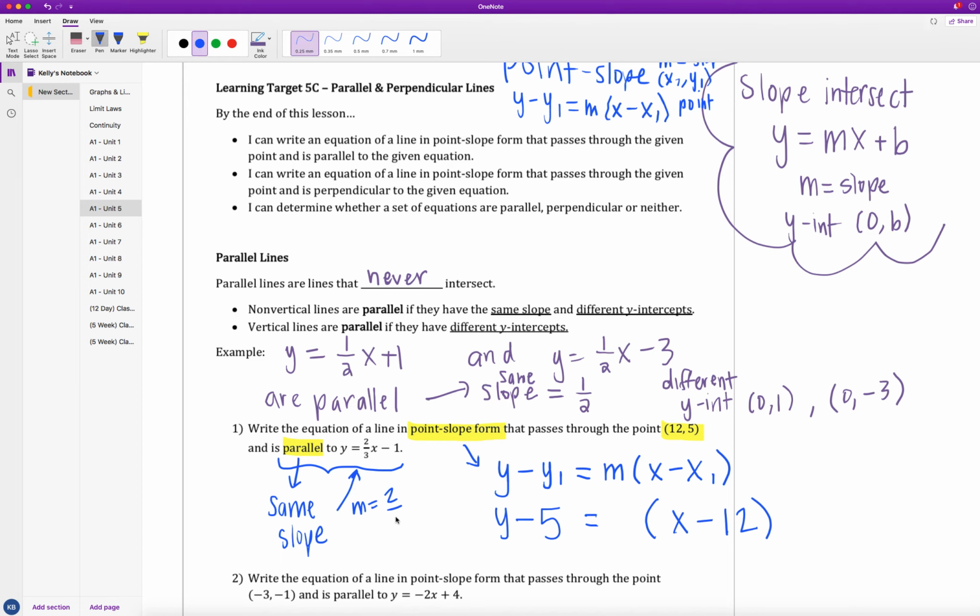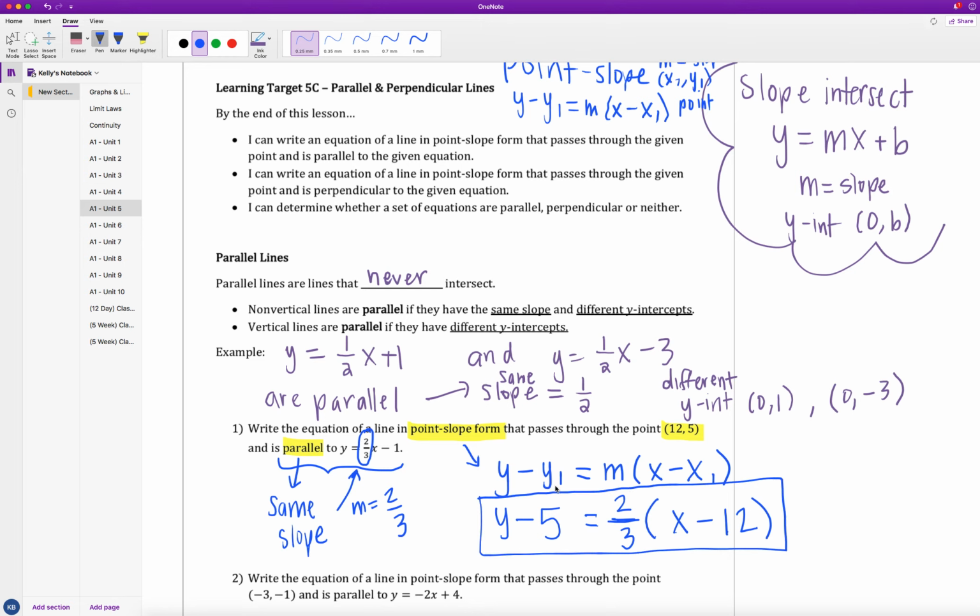Let me write that a little bit clearer there. There we go, 2/3. And I know that because this is in y equals mx plus b, so that m value right there is my slope. Since the lines are parallel, I know I get the same slope, so in my final answer for the equation of my new line, I'll have 2/3 in place of my slope value.